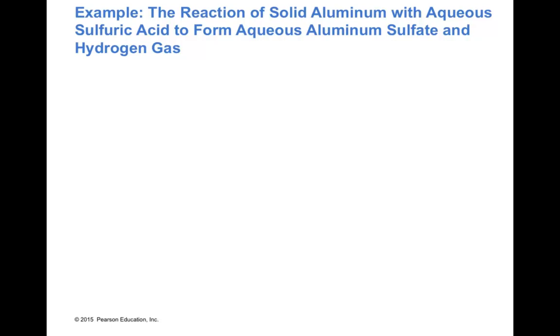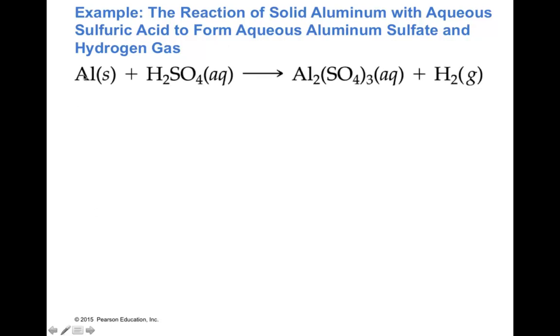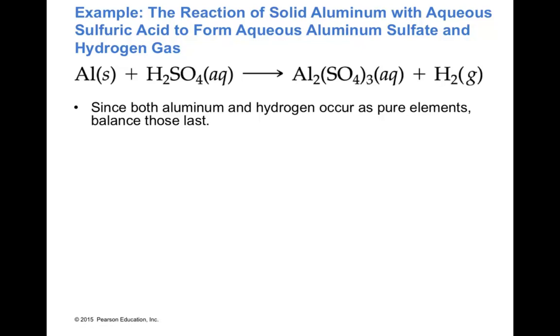So for this one, we have, for example, aluminum solid. So we can put aluminum and the S as subscript because this is the state. Sulfuric acid is an aqueous solution, so that's H2SO4 in aqueous solution. And then this will form the aluminum sulfate in aqueous solution also, and hydrogen gas, H2 gas. So this basically is that equation.